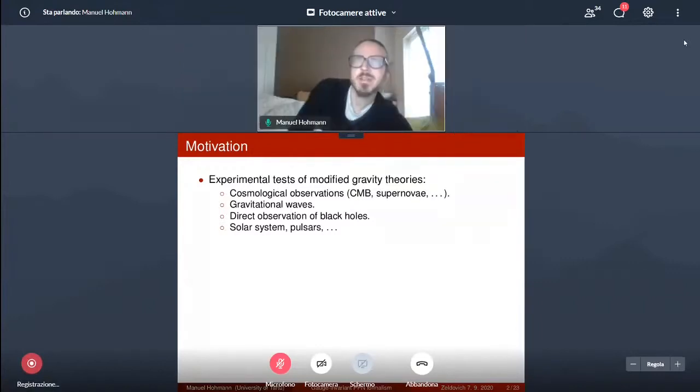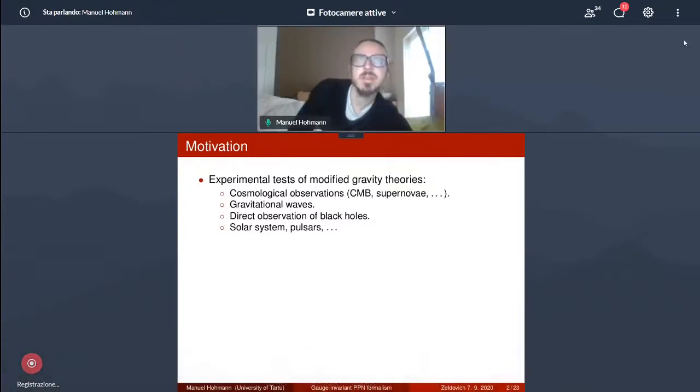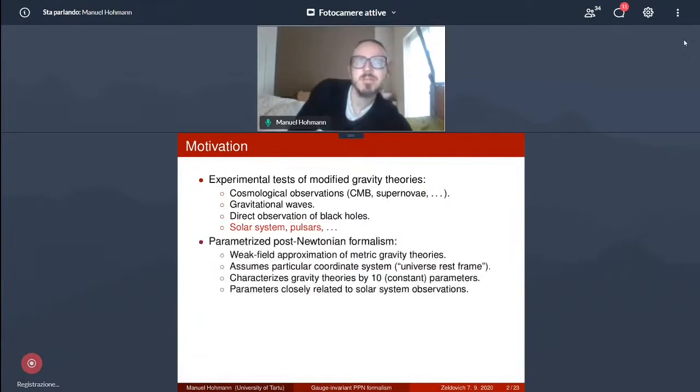We have many experimental tests of modified gravity theories in different regimes, and here I would like to focus on solar system tests and also pulsars. The classical, most classical test for this is the so-called PPN formalism, which is basically a weak field approximation of a metric gravity theory, which assumes a particular coordinate system and then allows us to characterize a gravity theory by 10 constant parameters, which are observable in the solar system.